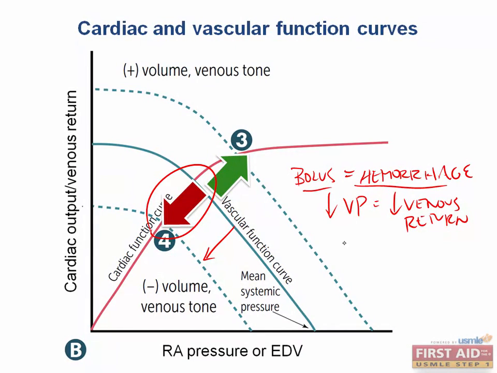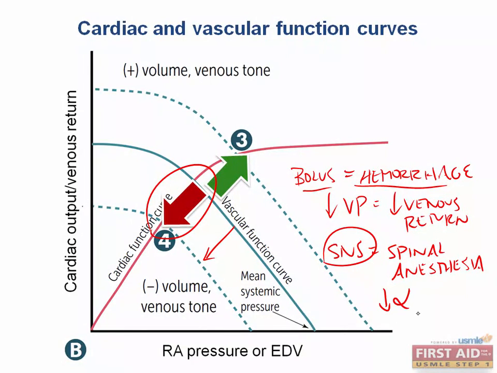So if hemorrhage is the opposite of bolus, then what's the opposite of the sympathetic nervous system? How about spinal anesthesia, where you actually block the sympathetic outflow tracts, because the sympathetic nervous system runs in the paravertebral ganglion, and if you have spinal anesthesia, you can block some of those nerves, leading to a decrease in alpha-1 mediated venous tone. This causes a shift in your vascular function curve down, and remember, mean systemic pressure is a function of arterial and venous pressure, so we are shifting our mean systemic pressure down.